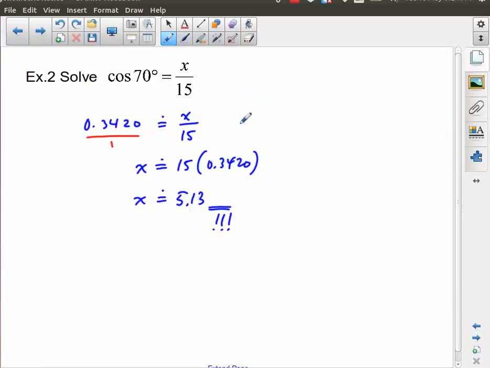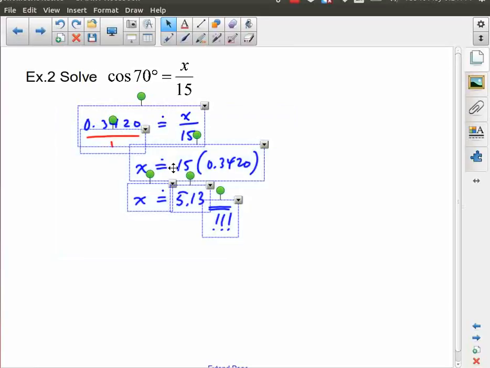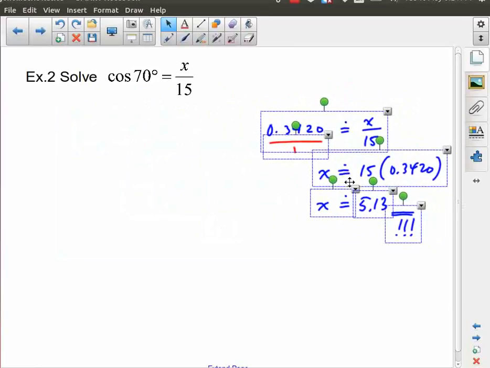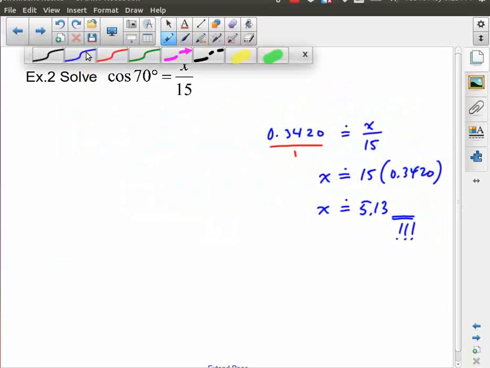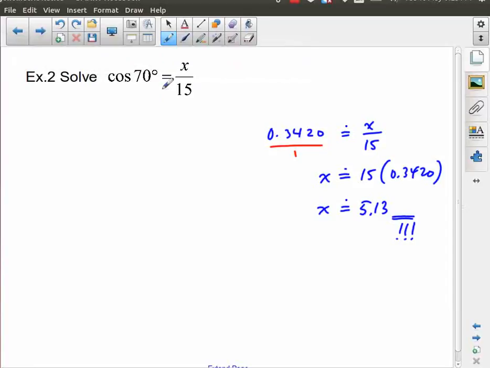My preferred way of doing this, so let me just shift all of this over a bit. So that's okay, but my preference here would be to do your cross multiplication first. So again, this is still true. This is still over 1. So now when I do my cross multiplication, I end up with x equals 15 cosine of 70 degrees. Traditionally, when we are multiplying something by a trigonometric ratio, we put the number or the variable we're multiplying by in front, and then we put the ratio afterwards.